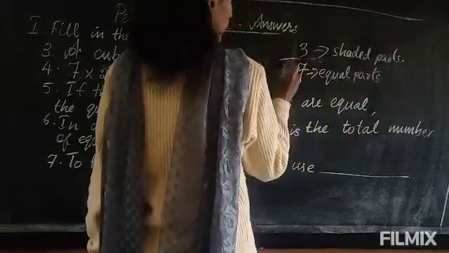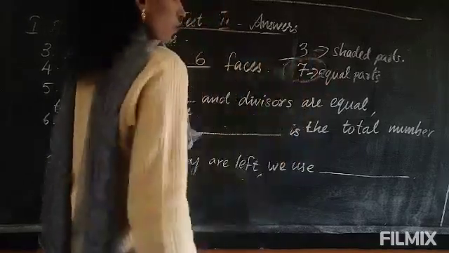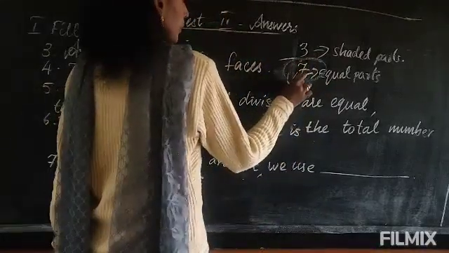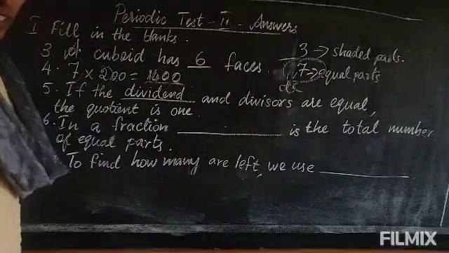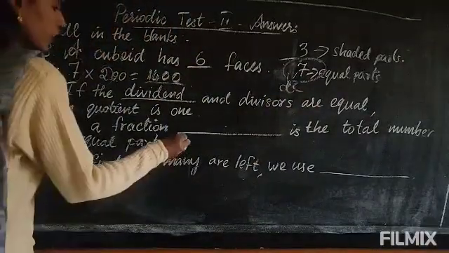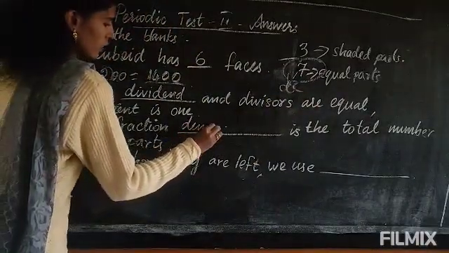Okay, so which is the equal parts? The total number of equal parts, this is the denominator. So denominator is the total number of equal parts. Denominator is the answer.